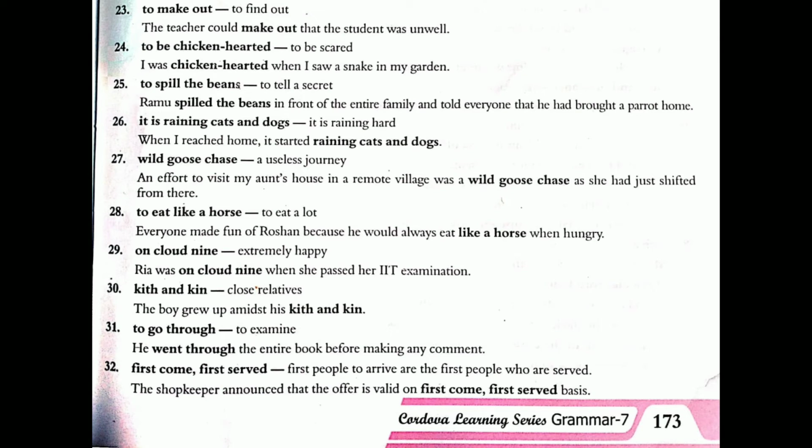Okay, so number 31, to go through, that means to examine. He went through the entire book before making any comment. So to go through means to read out, to have a very keen observation of anything.